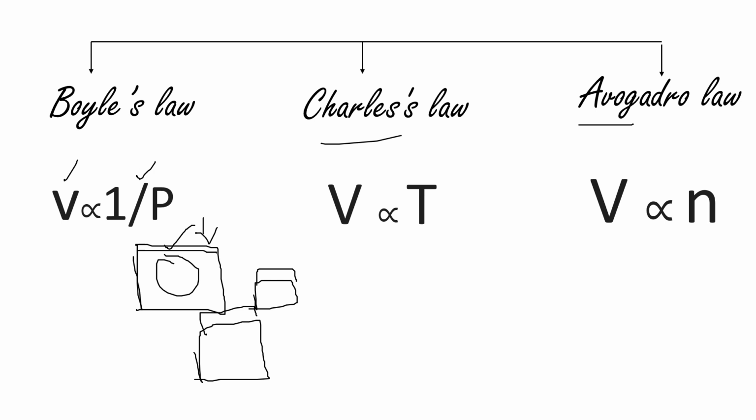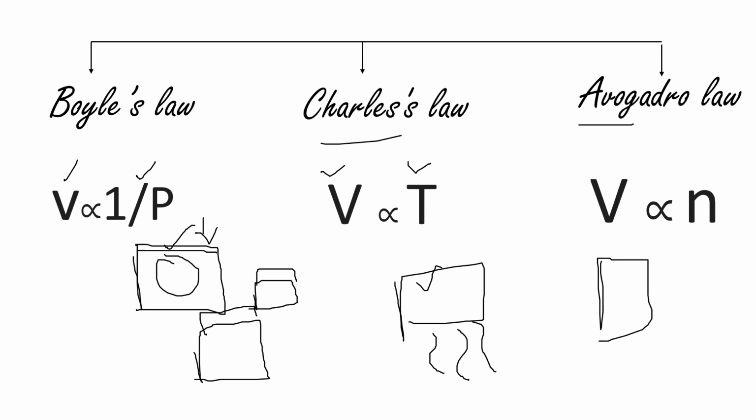In Charles' law, when the volume is increased, the temperature also increases, because for increasing the volume we have to heat it. We have to give an external force to it. So as the temperature increases, the volume also increases. If the number of moles increases, the volume also increases.